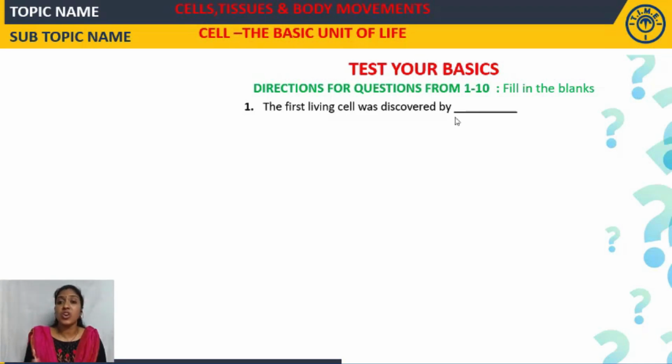About algae and all, you will be studying in the higher classes. So the first living cell was discovered by whom? Anton van Leeuwenhoek. Yes, I know you know the answer, but I can't hear you because it is an online session. So let us check whether the answer is correct. Yes, Anton van Leeuwenhoek is the correct answer.